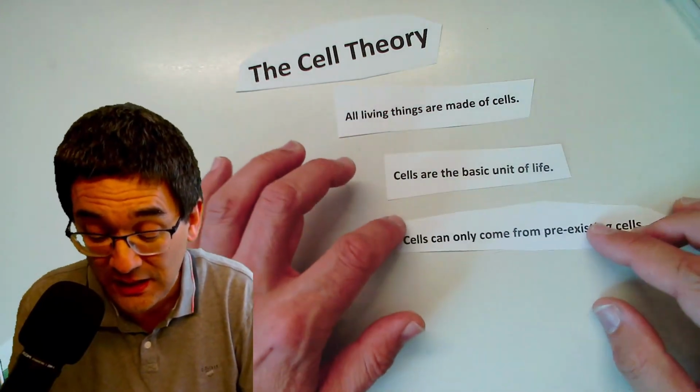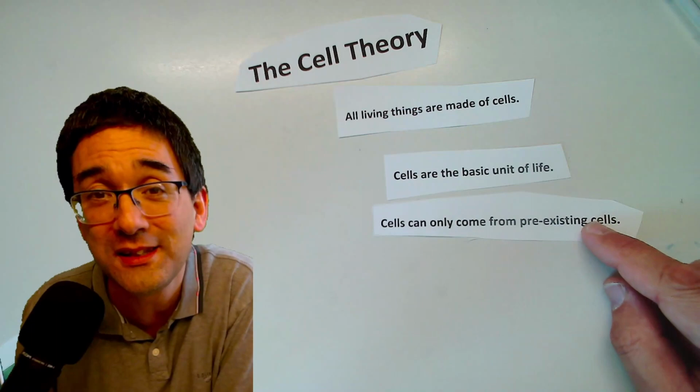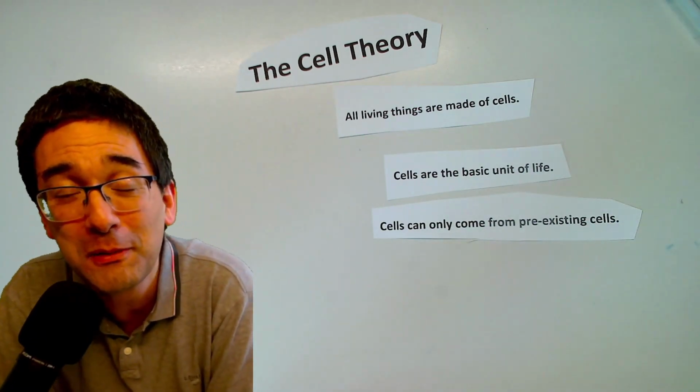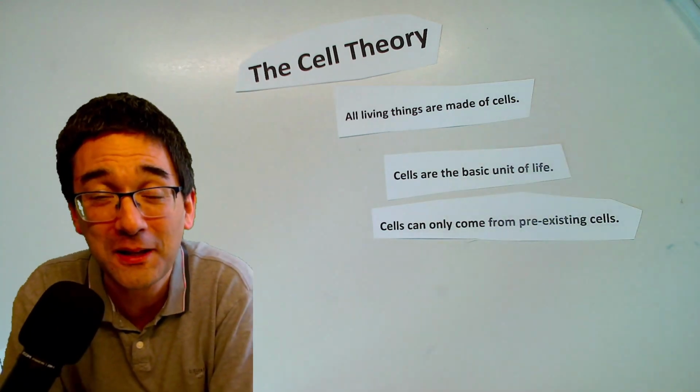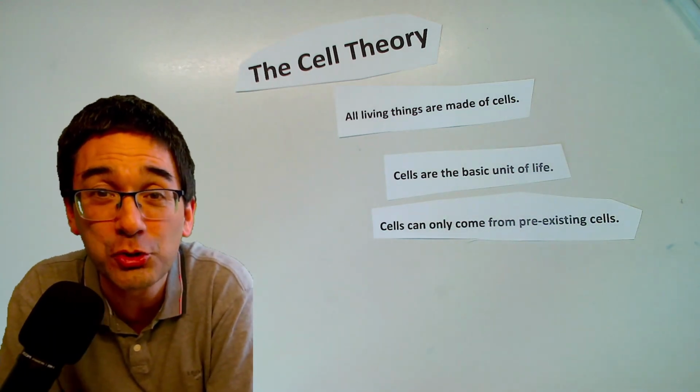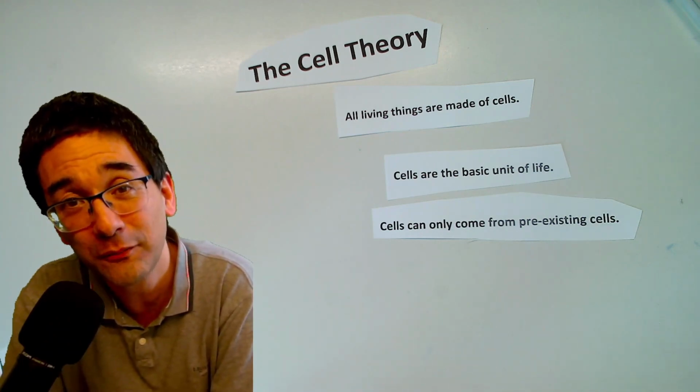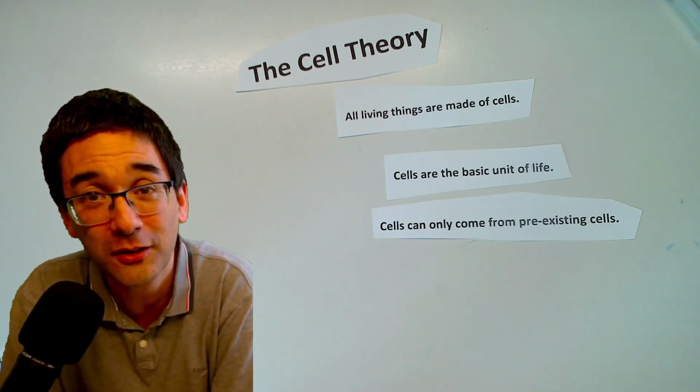And the last part is cells can only come from pre-existing cells. And usually when I say that, this begs the question. People want to know, well, what about the first cell? It's a little bit like the chicken and egg problem. What was first, the chicken or the egg? If cells can only come from pre-existing cells, then what about the first cell?